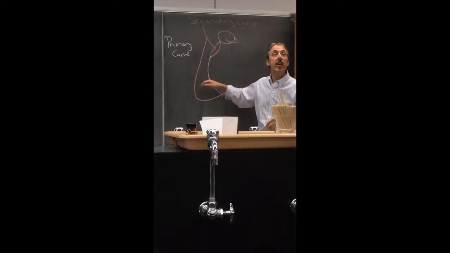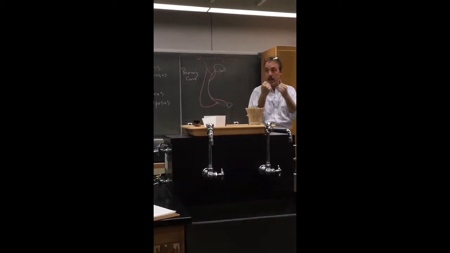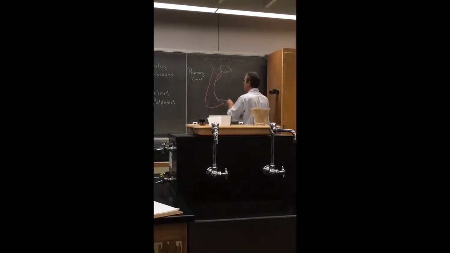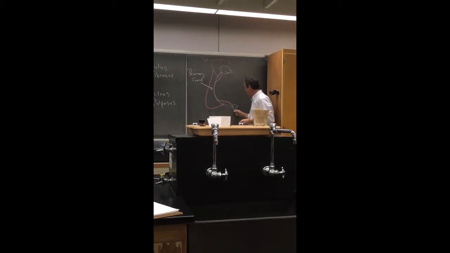The thoracic curve always stays in the direction of the fetal position. It never changes. So the thoracic curve stays a primary curve, and then the sacrum too.